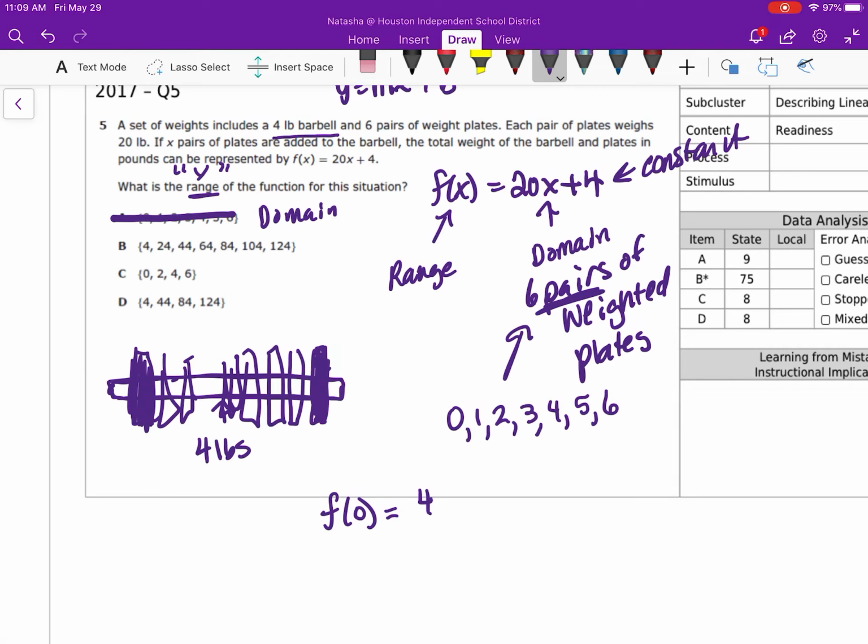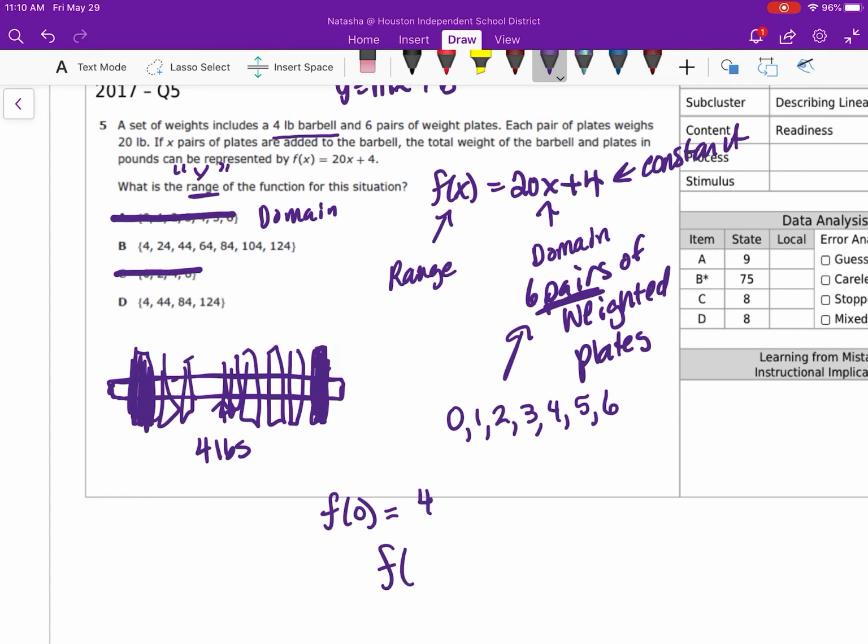But just before we go further, let's talk about why C is eliminated. It says 0, 2, 4, 6. I think this is some weird domain. I'm not sure what mistake you might have made on this. I'd have to look further into that, but this is not the answer choice because we know our domain is 0, 1, 2, 3, 4, 5, 6, all the way, a discrete function.